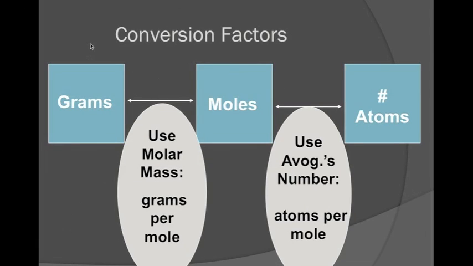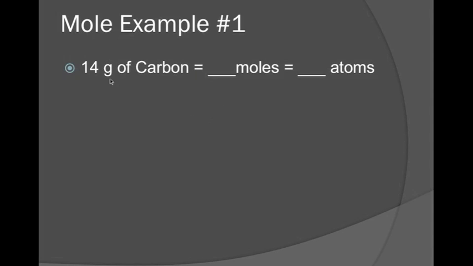When we go from grams to moles, we always want to use the molar mass. Remember, that's found on the periodic table, and if it's a compound, then it's the sum of all the atomic masses in the compound. And then whenever we go from moles to atoms, we're always going to use Avogadro's number, 6.02 times 10 to the 23rd. Okay, and some examples of these going back and forth.